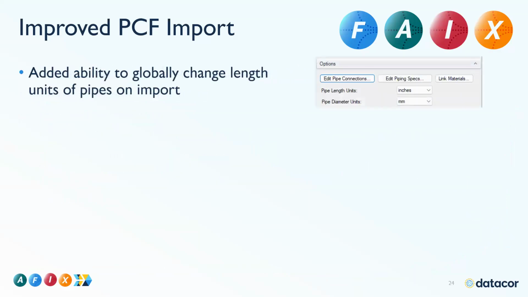We've added the ability to globally change length units of pipes on import. So under the options section, when you're in the PCF import wizard, we have this section here where we can see there's a drop down for pipe length units and pipe diameter units. These were previously only set by the PCF file itself and could not be changed within the software when importing, but now we have the ability to automatically change that, and it will adjust those units and bring those directly into your pipes, making, again, a bit more of a seamless import process.